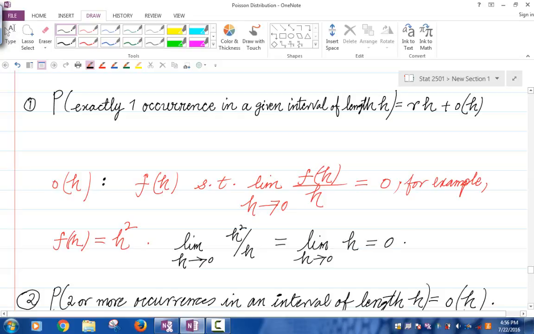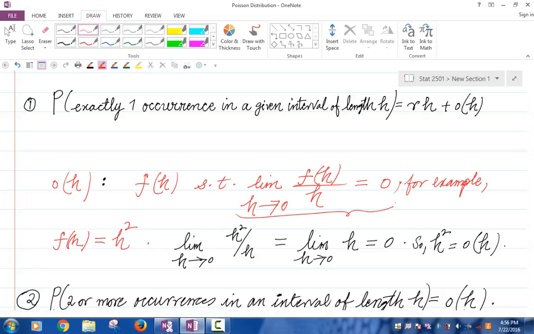So h squared is little o of h. In other words, if you think about this limit, what it says is that when h is close to 0, the function f of h is substantially smaller than h. So little o of h is basically a quantity that is a negligible amount.